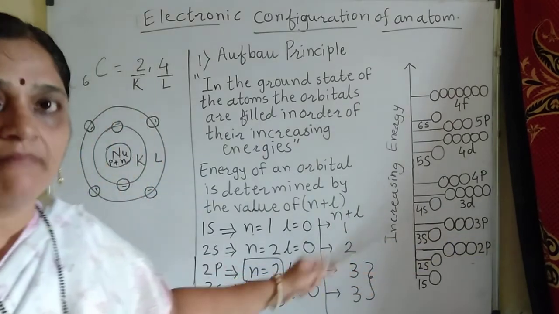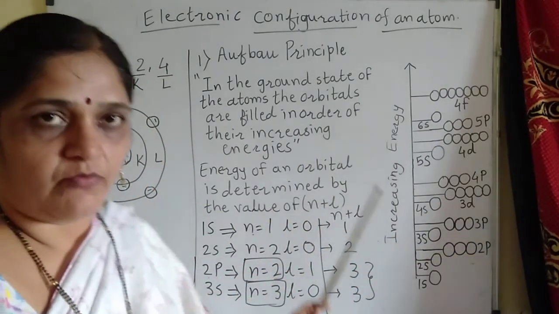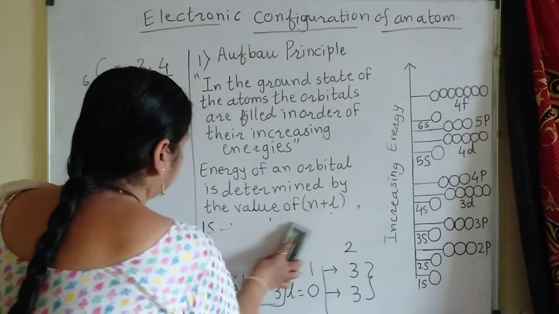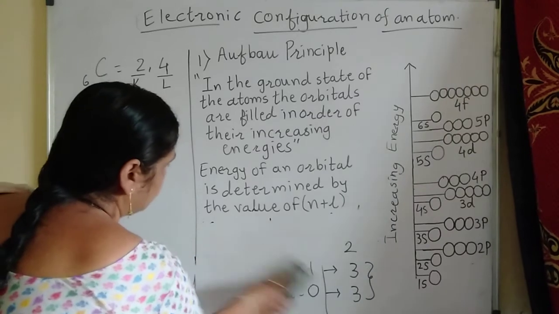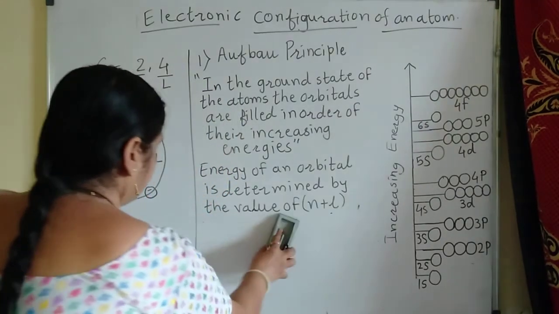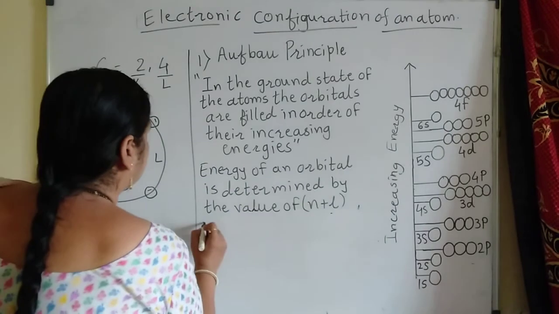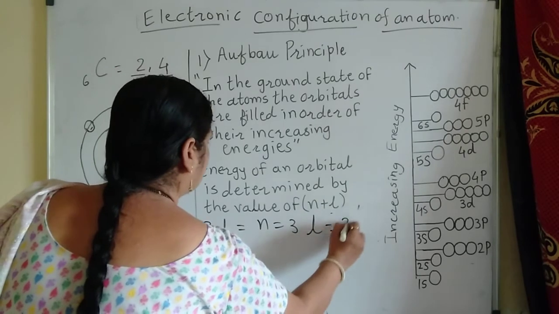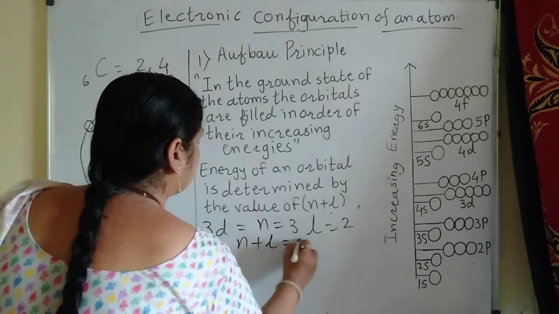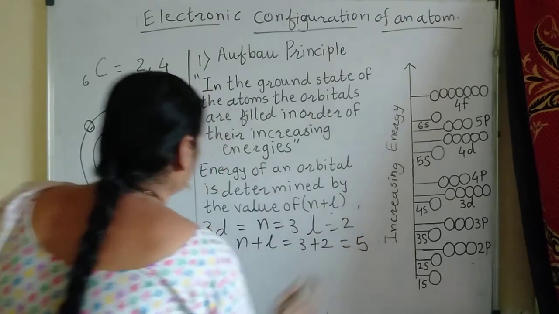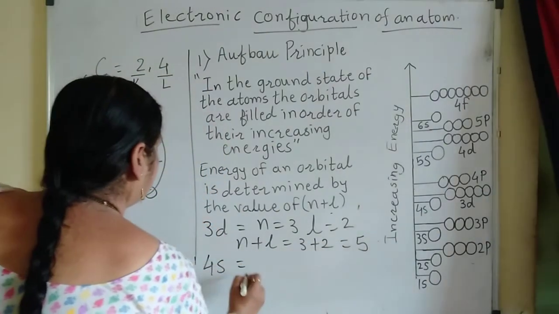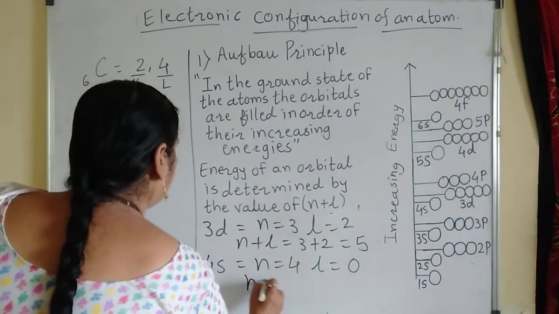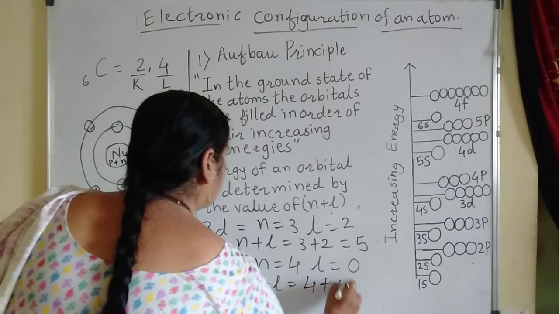We will calculate the value according to the n plus L formula. So for 3d and 4s, I am going to calculate in the same way. For 3d orbital, n is equal to 3 and L is equal to 2, so n plus L is equal to 3 plus 2, which is 5. For 4s orbital, n is equal to 4 and L is equal to 0, so n plus L is equal to 4 plus 0, which is 4.